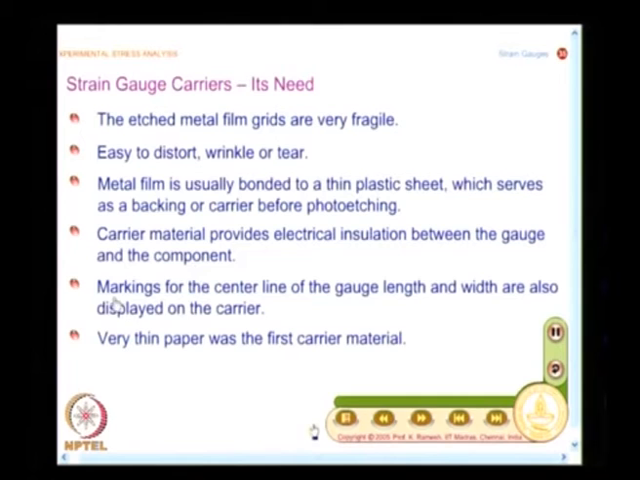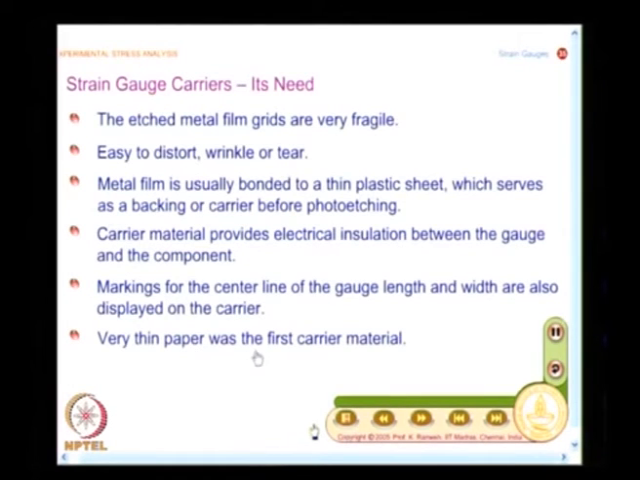And as we have already noted, the markings for the center line of the gauge length and width are also displayed on the carrier. We have already looked at this, because when you are doing any strain gauge instrumentation, alignment of the strain gauge at the point of interest is very crucial, because even a small misalignment means you will be measuring a different component of strain. So, alignment is very important, so you need alignment markings, and these are very clearly put on the carrier material.